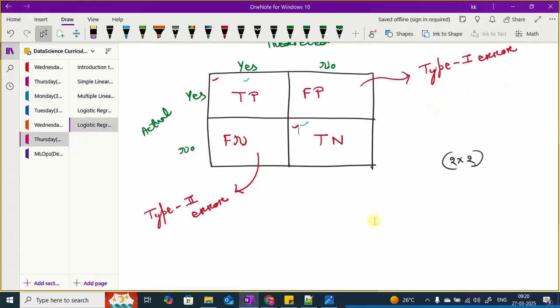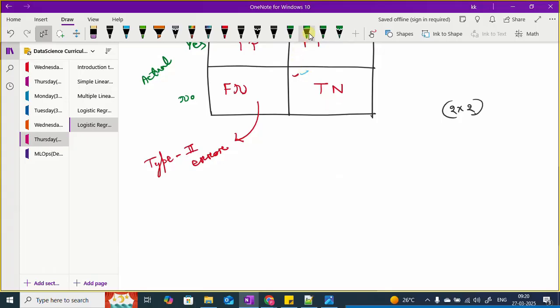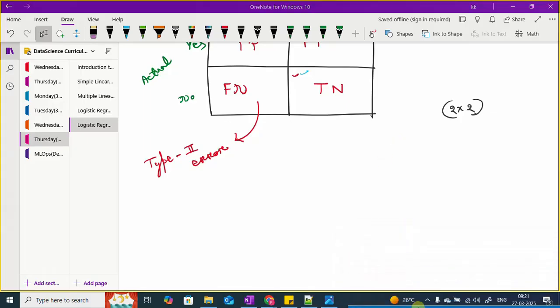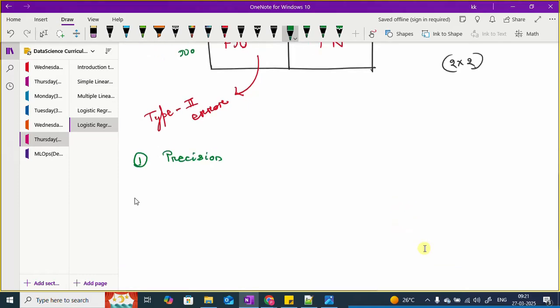Now, as we have seen, there are three major important components we use in a classification problem statement to find out whether a particular model is the best suited for the classification problem or not. The first one is precision. The second one is recall. The third one is F1 score.